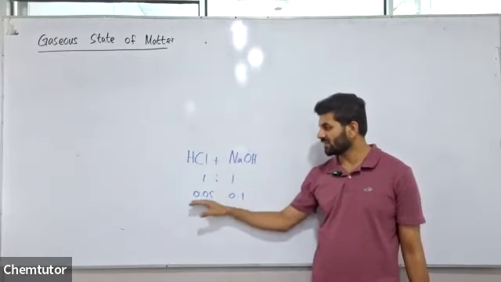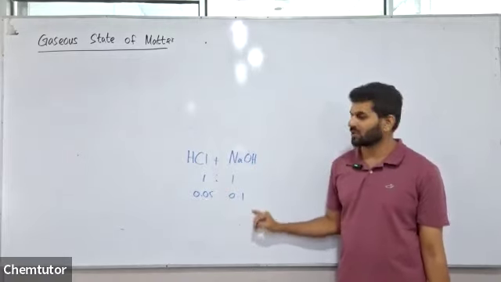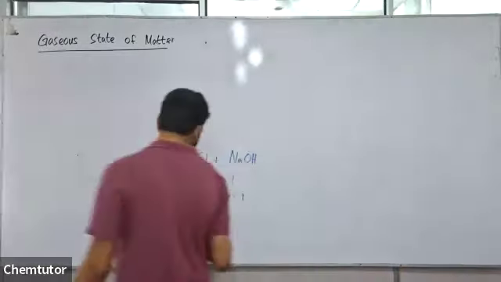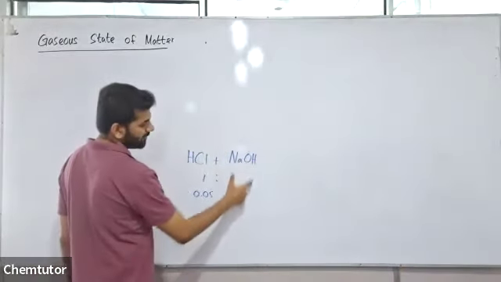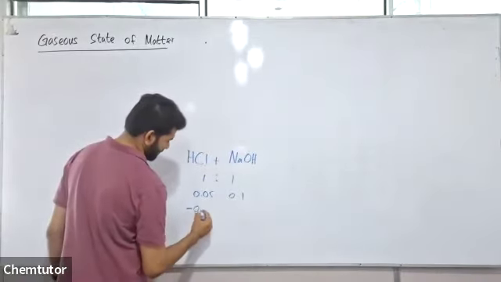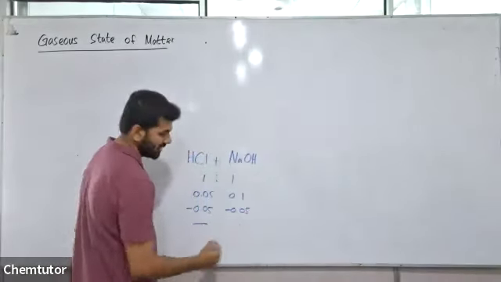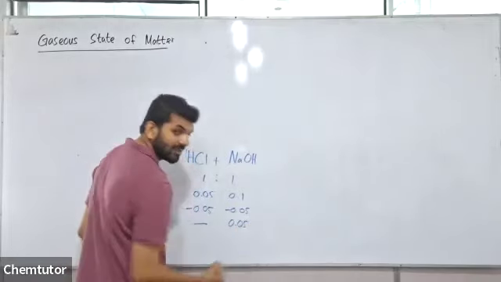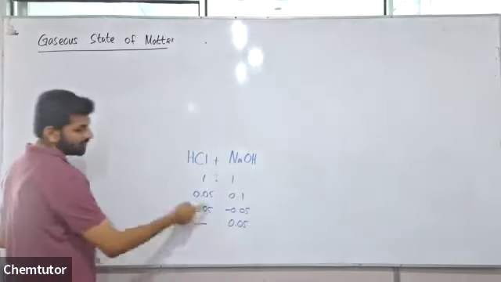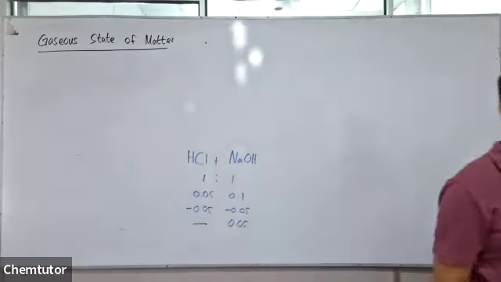Now let's assume you are given 0.05 moles of HCl and 0.1 moles of sodium hydroxide. They will react in the stoichiometric ratio of 1:1. So 0.05 moles of HCl will react with 0.05 moles of sodium hydroxide. Then nothing will be remaining of HCl, and 0.05 moles of sodium hydroxide will be remaining. Is it clear? Then HCl is the limiting reagent because it will limit the reaction.